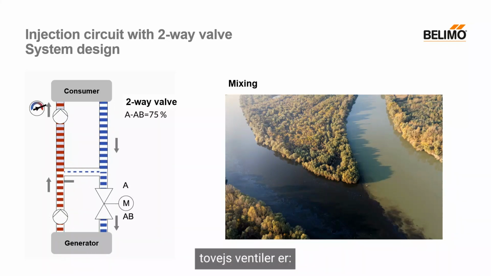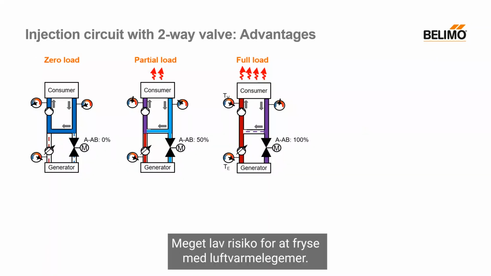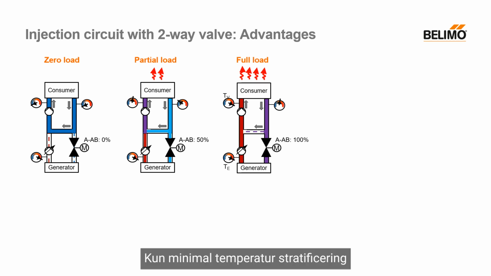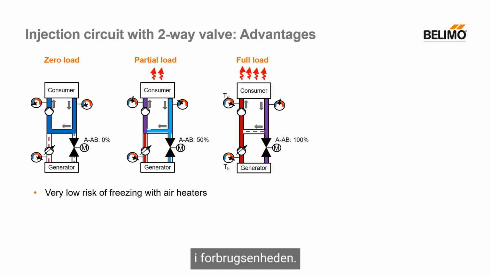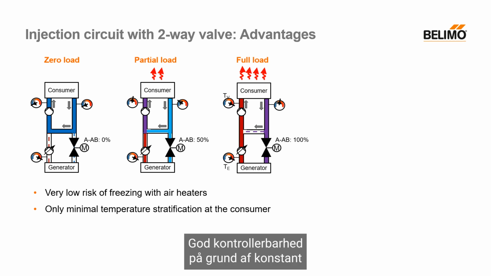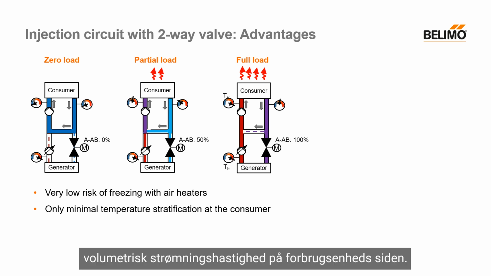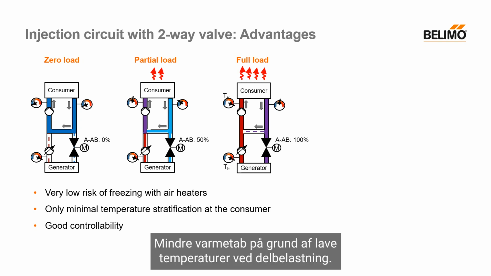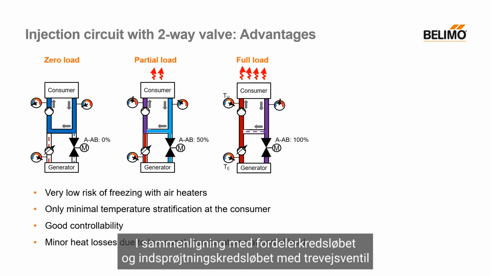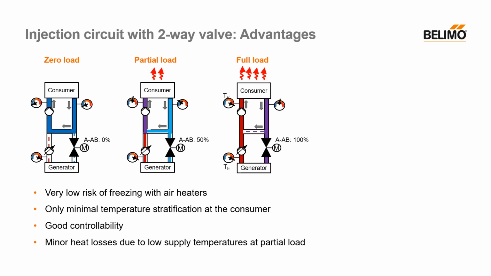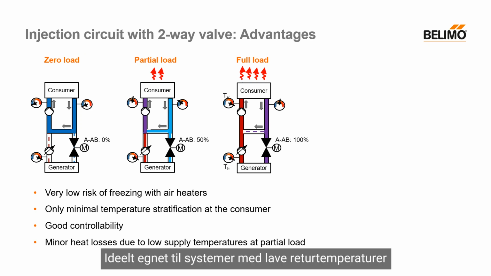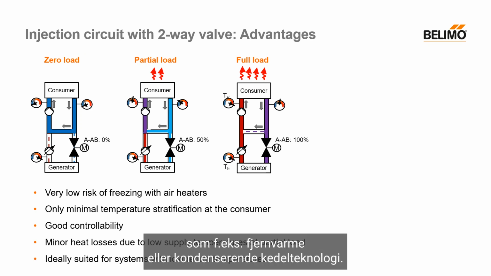Advantages of the injection circuit with two-way valve are very low risk of freezing with air heaters, only minimal temperature stratification at the consumer, good controllability on account of constant volumetric flow rate on the consumer side, minor heat losses due to low supply temperatures at partial load, in comparison to the diverting circuit and injection circuit with three-way valve. Ideally suited for systems with low return temperatures, such as district heating or condensing boiler technology.